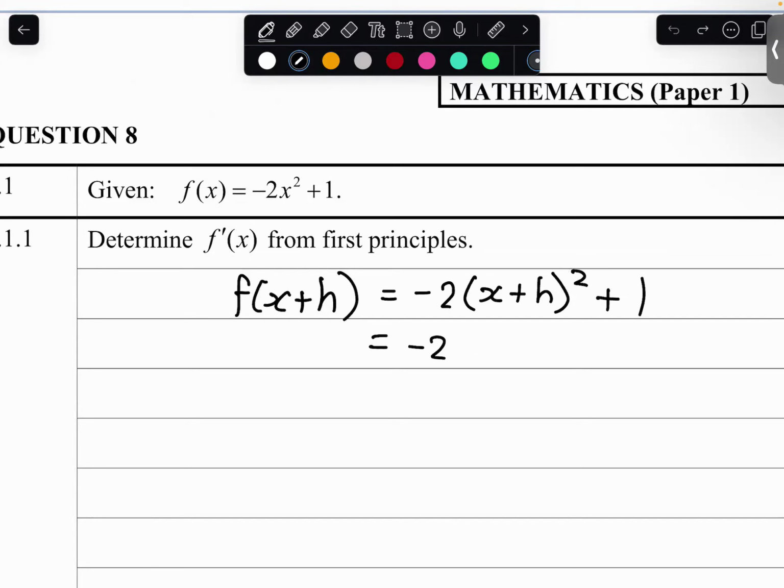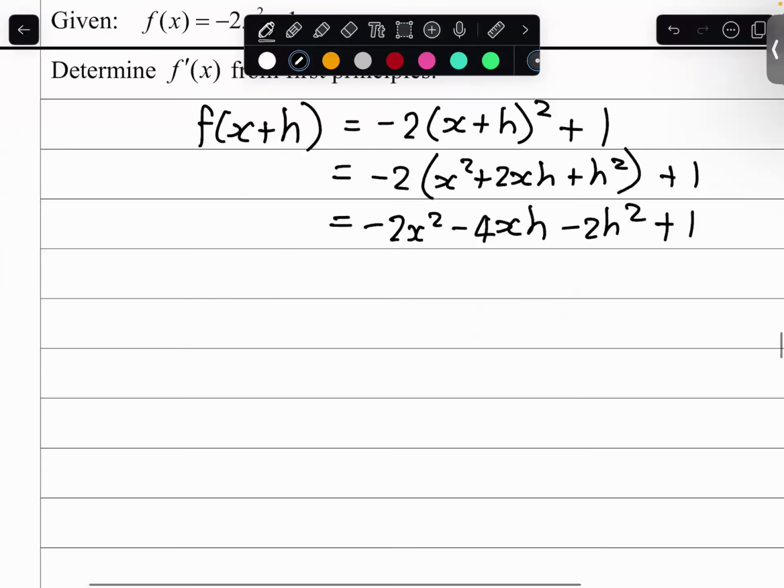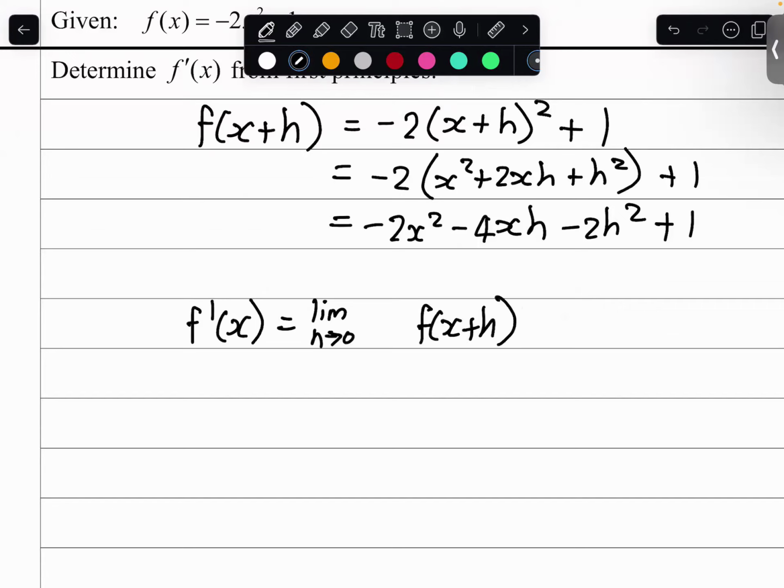So first, square that out. First times last times 2, last times last. Then distribute into the bracket because the bracket is now raised to the power 1. That gives me minus 2x squared minus 4xh minus 2h squared plus 1. Right, that's f of x plus h. Then f prime x is equal to the limit as h tends to 0 of f of x plus h minus f of x all over h.